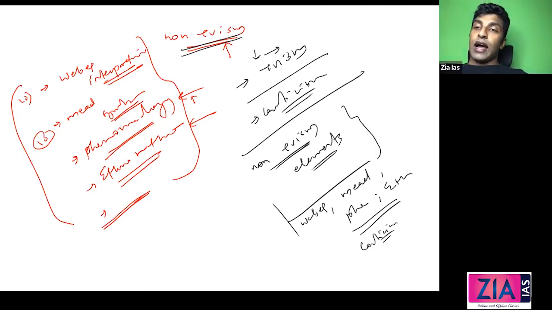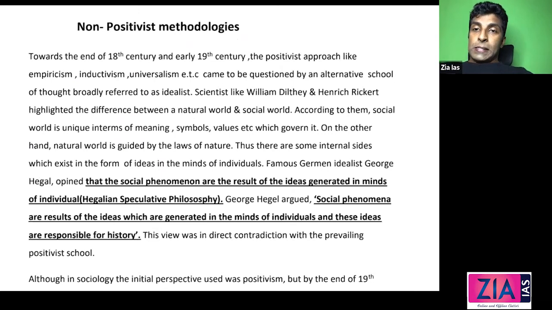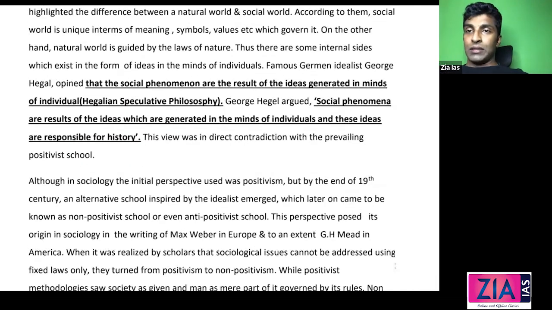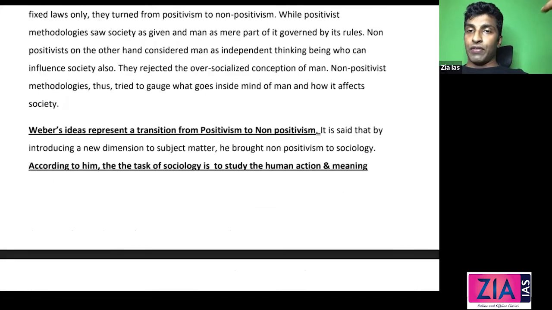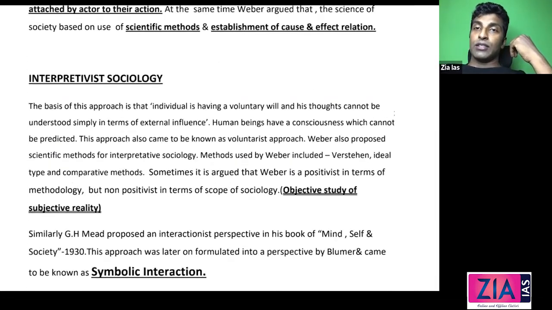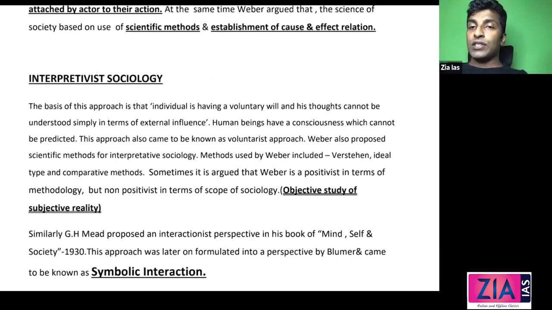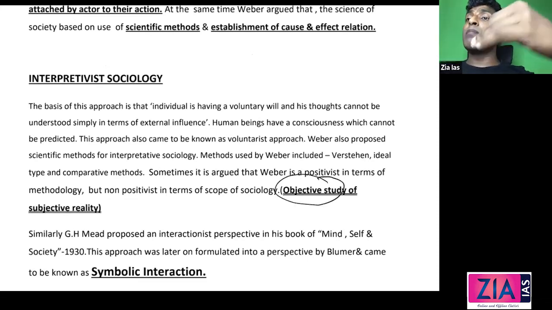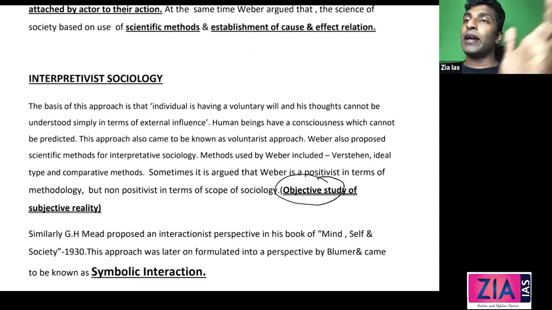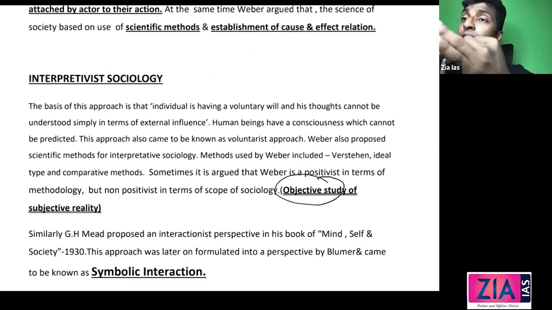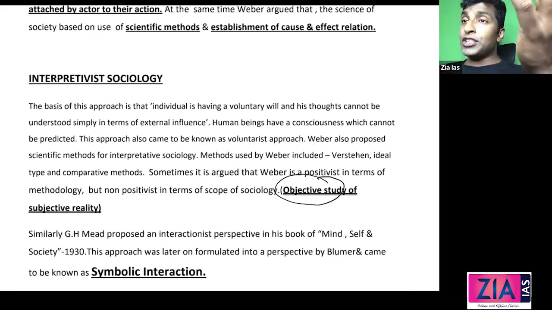Okay, so this is what I have given to you here. What is non-positivism and everything, I have given in detail here. Interpretive sociology, this is of Weber. More detailed understanding is given below this. It is an objective study of subjective reality. Why objective study? Because Weber stressed on making theories, ensuring objectivity by using methods like Verstehen, ideal types, trained investigator, causal pluralism, causal probabilism. Talk about all these things. Whatever you know, depending on the space, you need to mention.